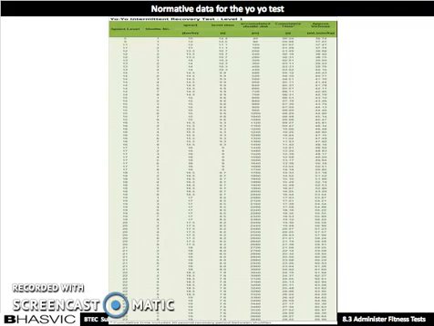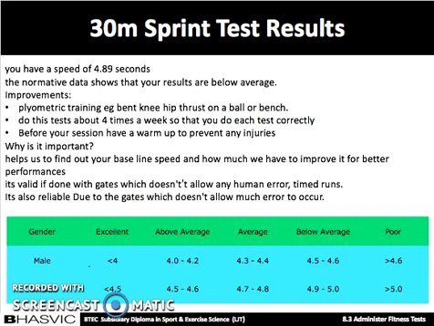Normative data for the yo-yo test. 30-meter sprint test results.